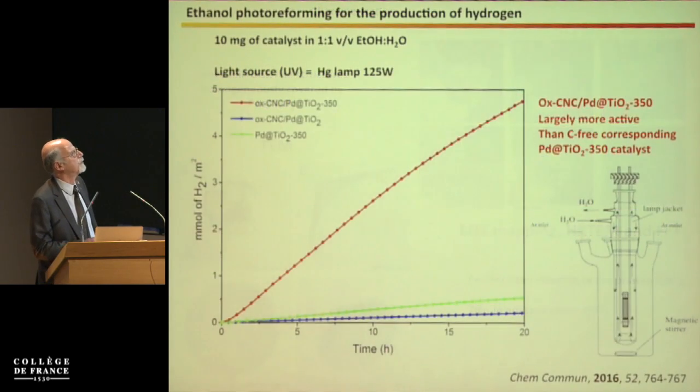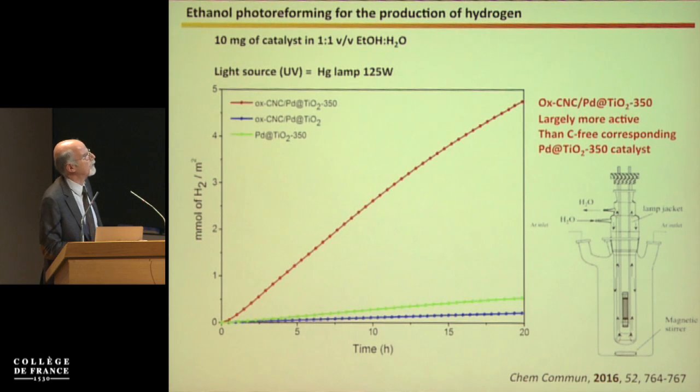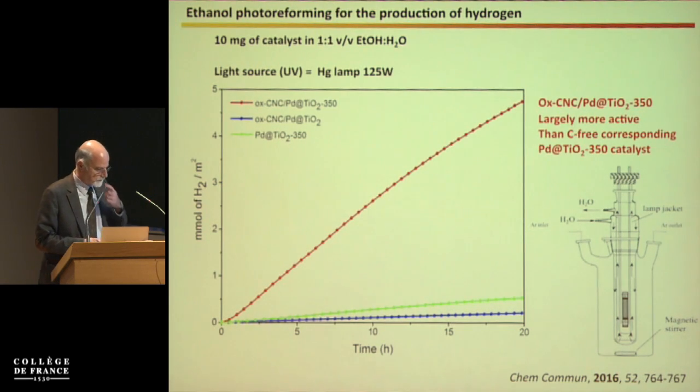And again, together with the group of Paolo Fornasiero, we measured the catalytic activity in ethanol photoreforming for the production of hydrogen. We can see that out of all the components, only the carbon nanocones on carbon nanotubes, annealed at 350 degrees, can produce a reasonable amount of hydrogen under irradiation.